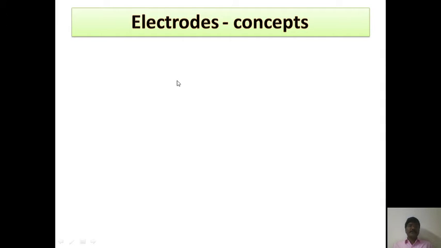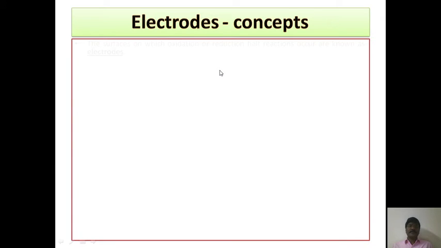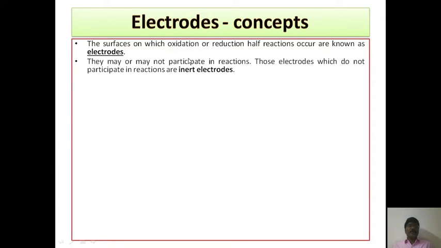Very good morning, students. Today we are going to discuss electrodes and their concepts in this second unit. First of all, what are electrodes? The surfaces on which oxidation or reduction half reactions occur are known as electrodes. They may or may not participate in reactions. Those electrodes which do not participate in reactions are inert electrodes.